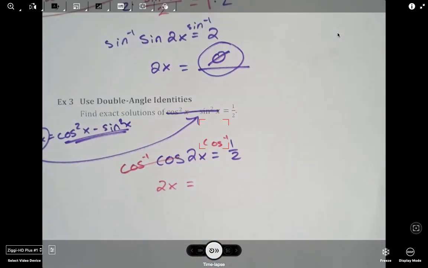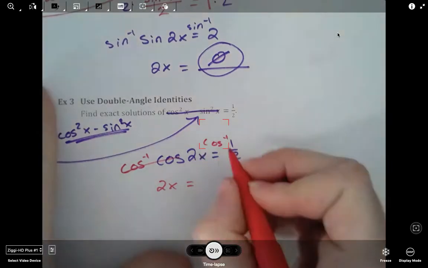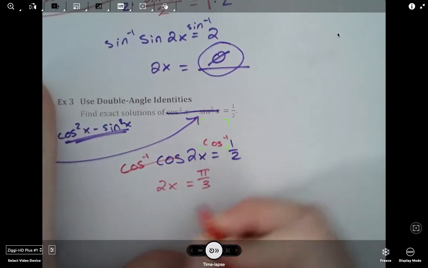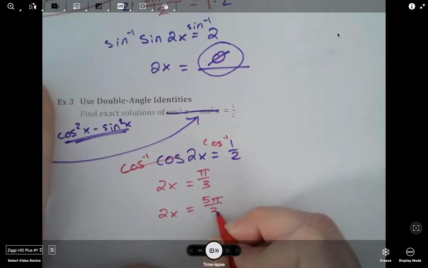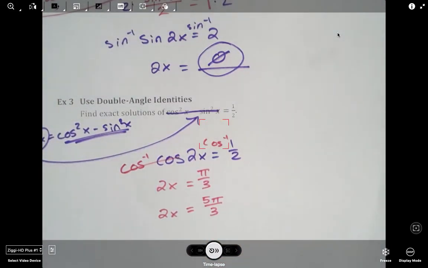Pi over 3. Cosine is 1/2 at pi over 3. Where else is cosine 1/2? At pi over 3 and 5 pi over 3, yeah? But it's originally cosine.